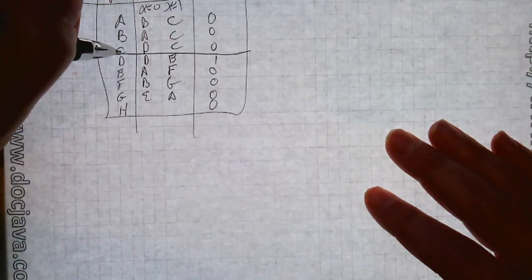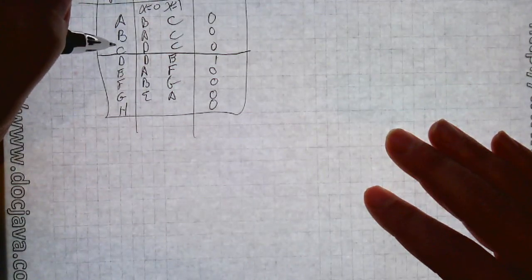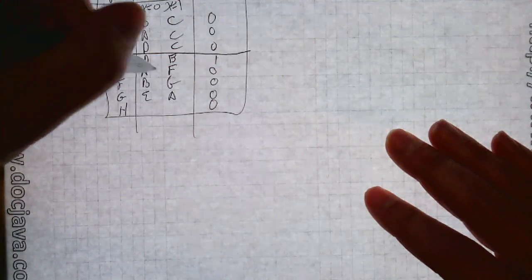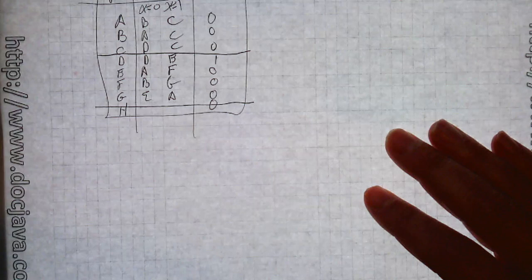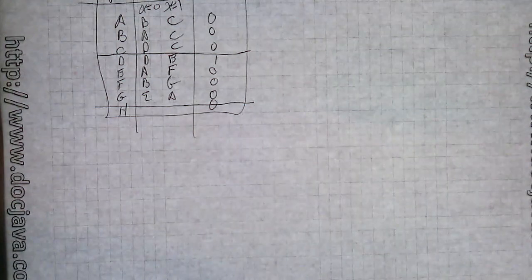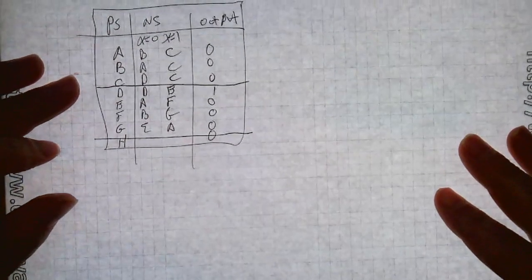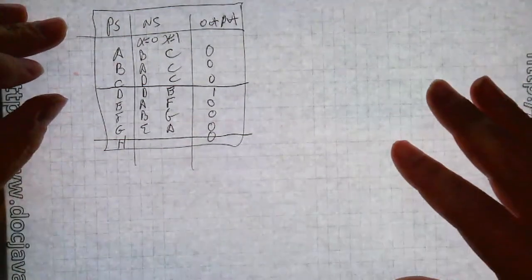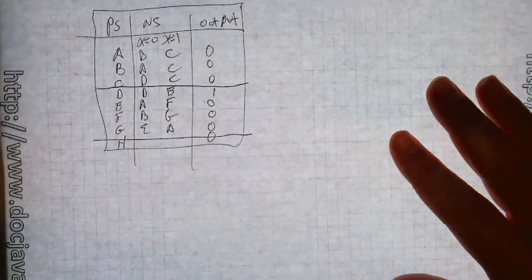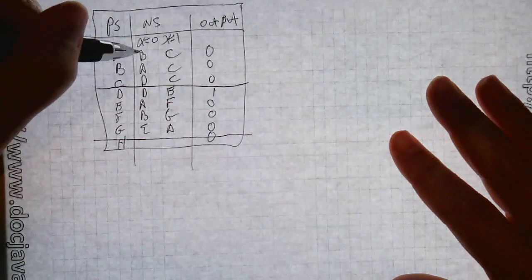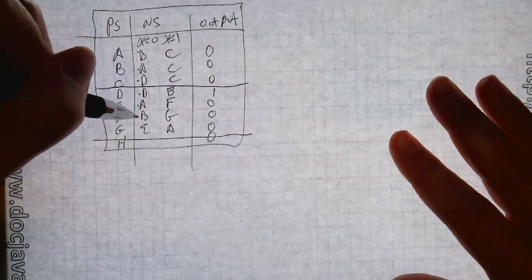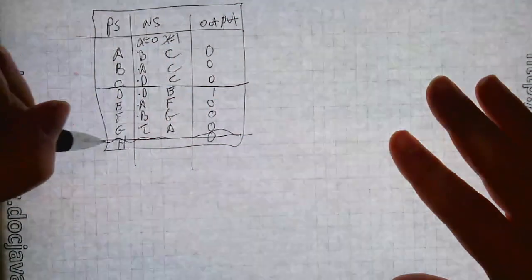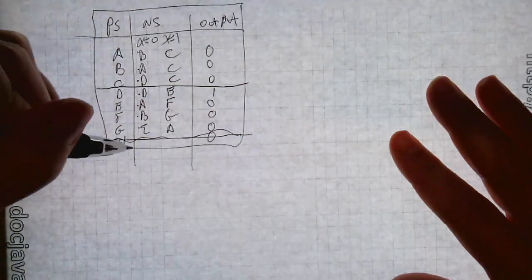H's next state is going to be... There is no H. It's a trick question. A, B, C, D, E, F, G. No H. So now, let's see if we can do something with row minimization. No, we can't. So now let's do the implicant chart.